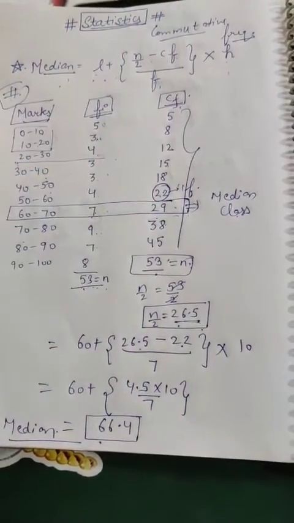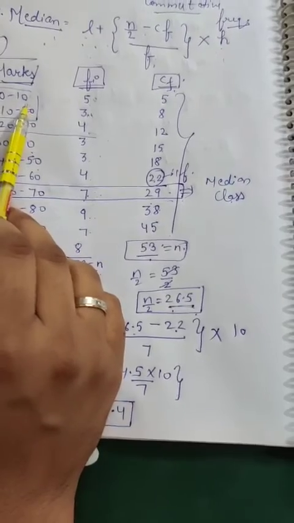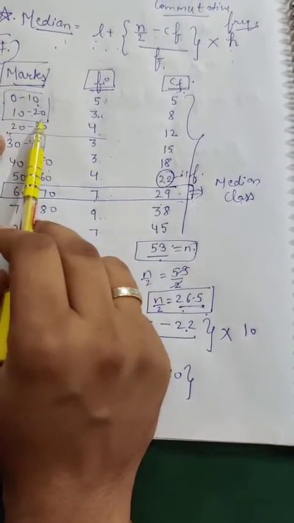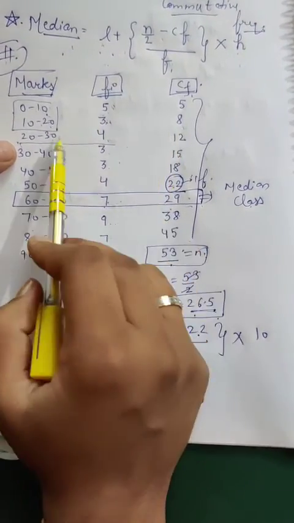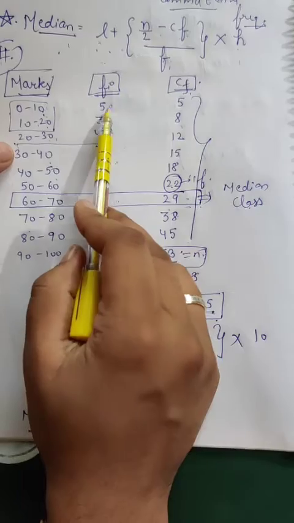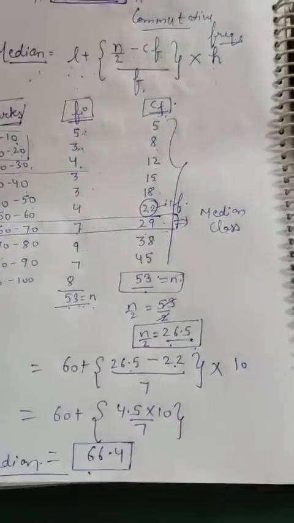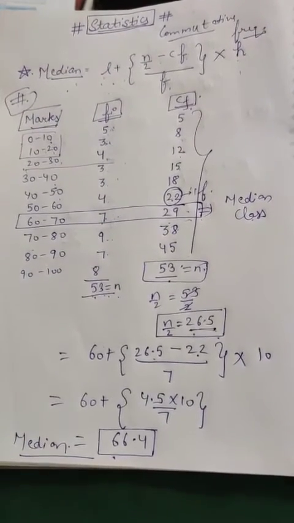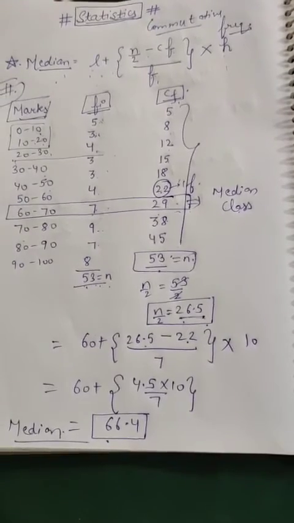What we have done, this is less than type. Less than type means the number of students below 10 marks, that is 5, it will remain 5. The number of students below 20, 5 plus 3 is 8, so we will write here 8. Number of students below 30, 5 plus 3 plus 4, so we will write here 12, like this. So in this way we can find the cumulative frequency in less than type, and we will also discuss the questions on how to find the cumulative frequency in more than type.